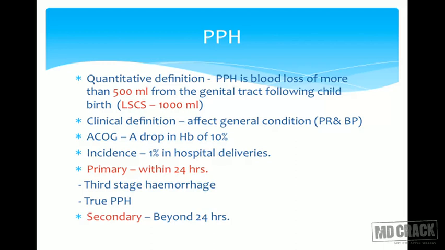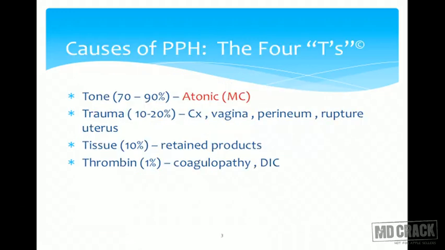Primary PPH is the bleeding which takes place within 24 hours of delivery. That is divided into third stage hemorrhage, which is before the placenta gets delivered, and true PPH, that is the bleeding which happens after the placental delivery. And secondary PPH is the bleeding which takes place after 24 hours of delivery.